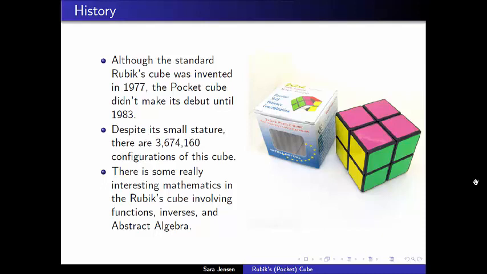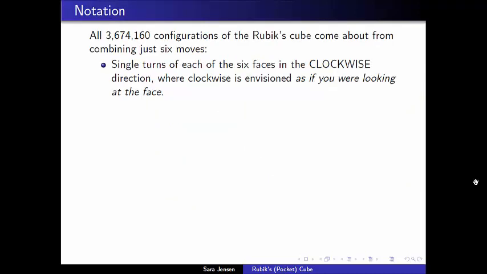And there's some really awesome mathematics behind a Rubik's Cube that we are going to be investigating just a little bit of today, and it's in a field called abstract algebra, which is very near and dear to my heart. Despite the fact that there are some 3.5 million configurations of this pocket cube, they all come about from what are 6 basic movements of this cube.